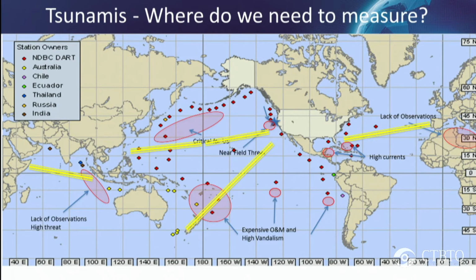Okay, so then lastly, tsunamis. Where do we need to measure? Well, the Ring of Fire, obviously. These heavy lines represent nominal cable routes, but obviously there are a lot of megathrust earthquakes in these areas. Then down here, there's still earthquake and tsunami risk, obviously. By the way, these points are DART buoys, about 60 of them around the world, very expensive to maintain and subject to vandalism in some places. So one would like to improve the reliability of the tsunami detection system using smart cables.